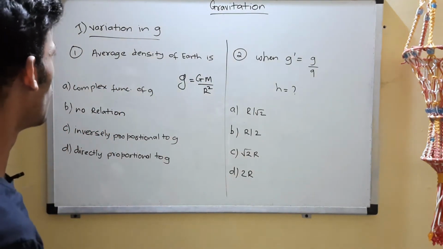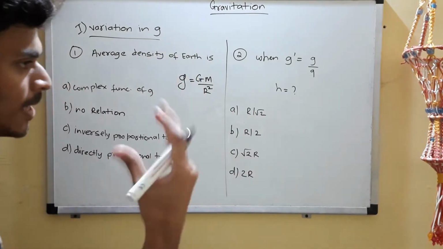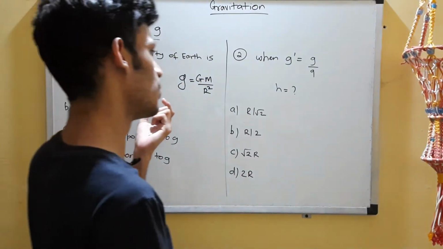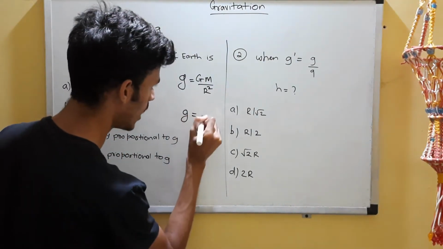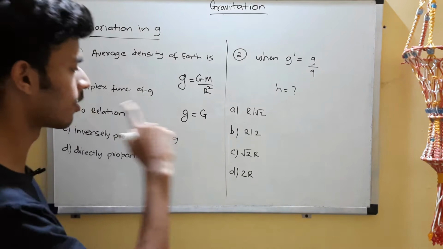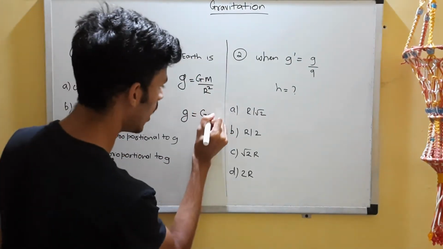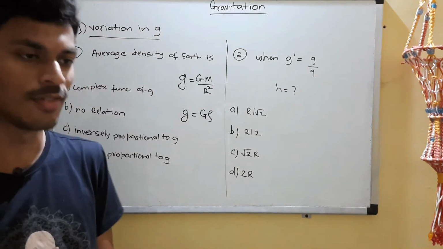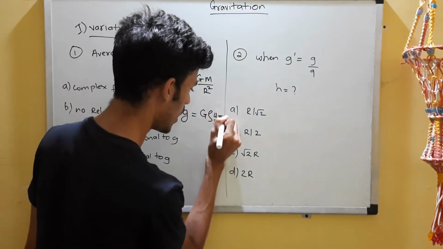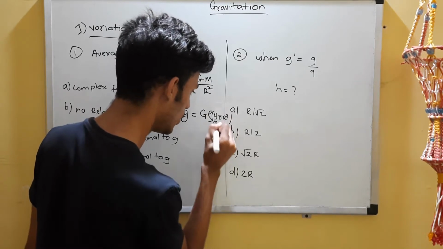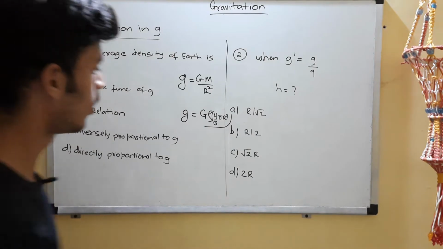Okay, now I can write this mass as density into volume, right? Basically my idea is to find a relationship between these two. So g can be written as G, capital G, which is a constant, times mass, and mass can be written as density into volume. Treating Earth as a sphere, we can write it as 4 by 3 pi r cube, density into volume. We are just treating Earth as a sphere, although it's an approximation.